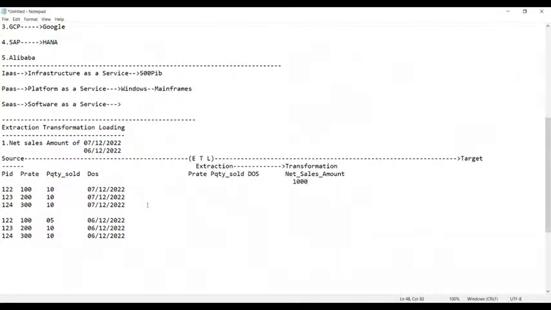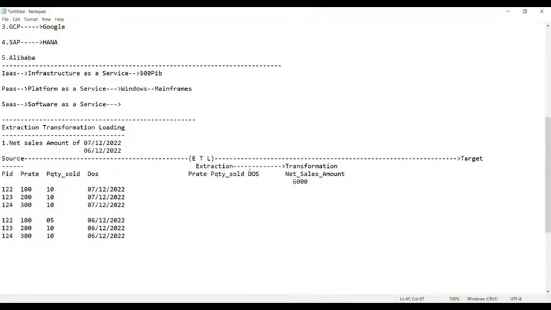Next one, 200 into 10 means what? 2000. Am I right, guys? Very good. Now 300 into 10 means what? 3000. Now tell me, sum it: 1000 plus 2000 plus 3000. What is the total amount? Very good. So now we have a total of 6000. 6000 is the total amount.